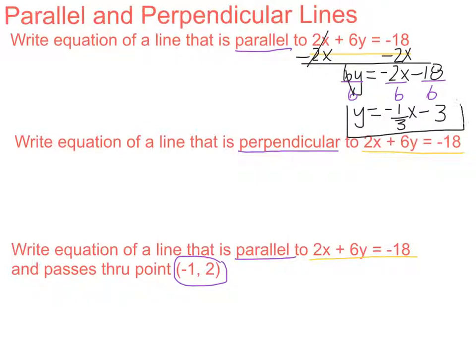So this is the equation in slope-intercept form. And I got the negative 1/3 by reducing negative 2 over 6, and I got the negative 3 by dividing negative 18 by 6. Now remember, my purpose in doing this was to identify the slope. And that's when I found that the slope was negative 1/3. So if I want to write a line that's parallel, it'll have the same slope.